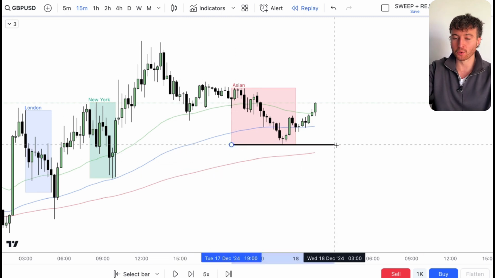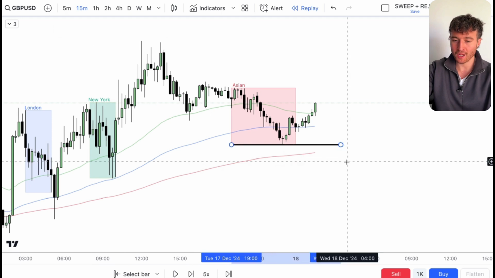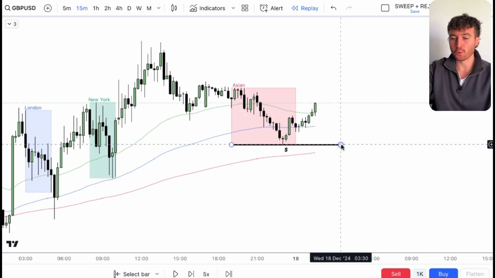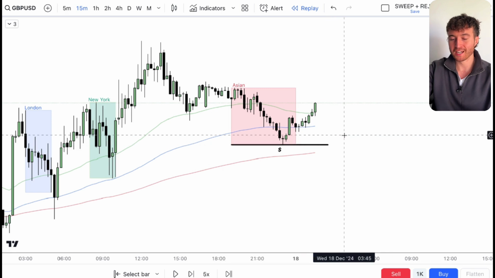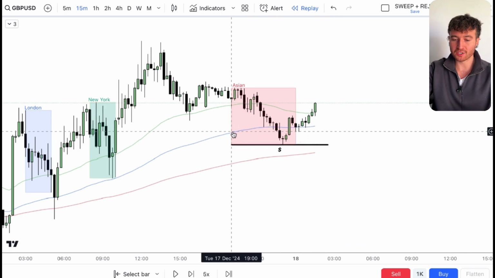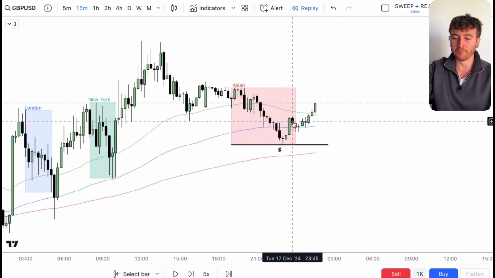We have sell side liquidity resting below the Asia session low. So this is the Asia session right here. We can mark that on with a dollar sign to indicate there's liquidity resting below there. You can see from a New York perspective, the Asia session starts at 7 p.m. up until 12 o'clock midnight.